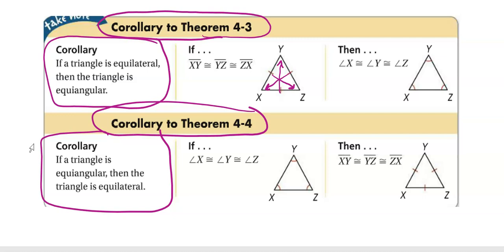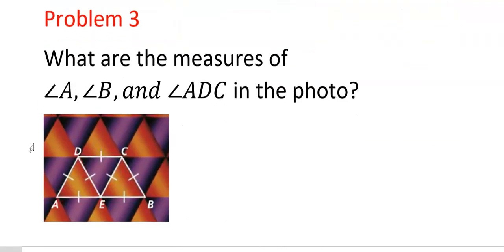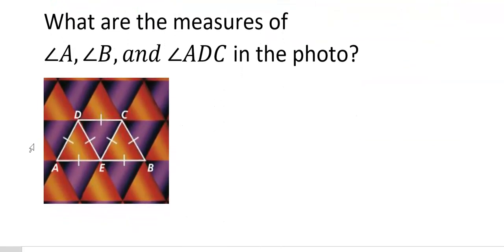The other one is basically the opposite. If you know that all the angles are the same, all the sides with those will be the same. So always think opposite and you will be okay. All right. What are the measures of angle AB and ADC in the photo? So we need, I'm going to change my color here.